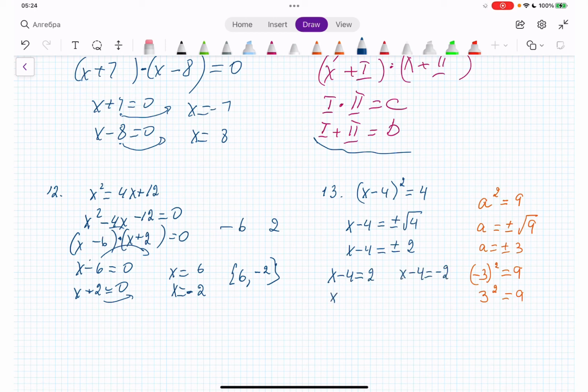So from here, x is equal to 6 because I'm moving negative 4 to this side, and it will become positive 4. And here it's going to be 4 minus 2, because negative 4 moving to this side is going to be positive 4, and x is equal to 2. So we will get two answers, 2 and 6. We first write down the smaller number and then the bigger number. So this is going to be the answer.